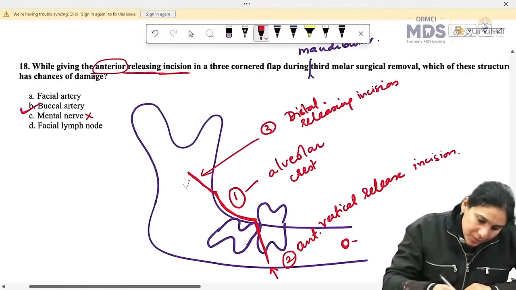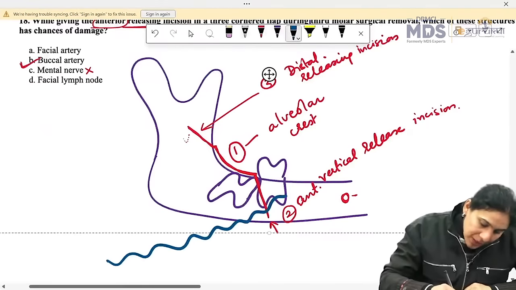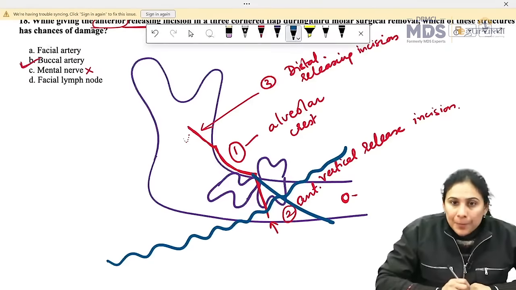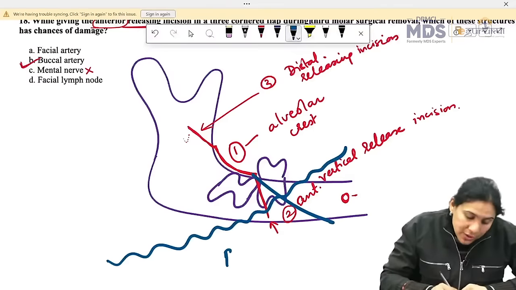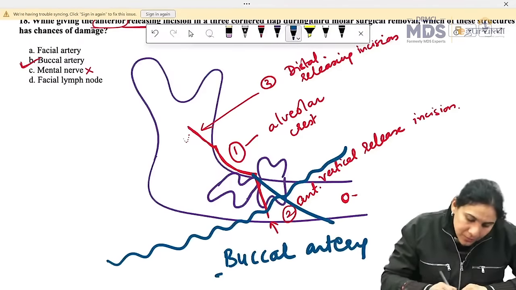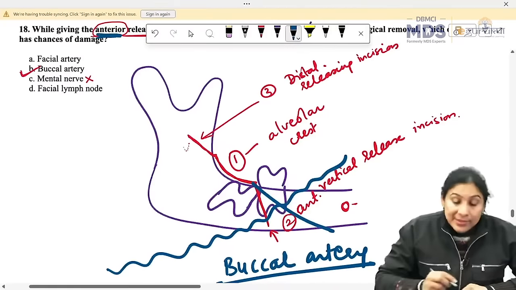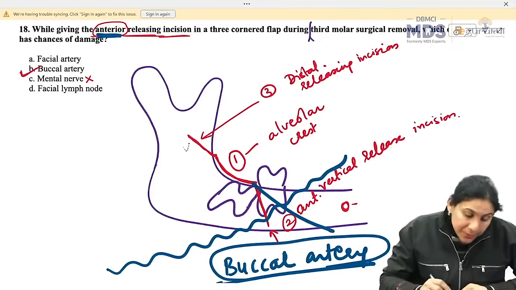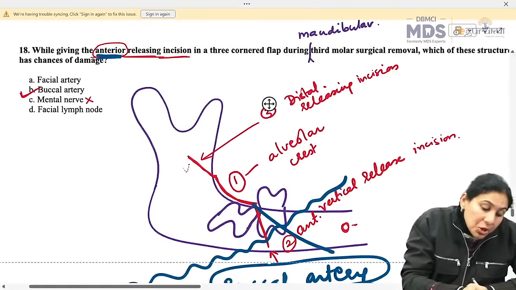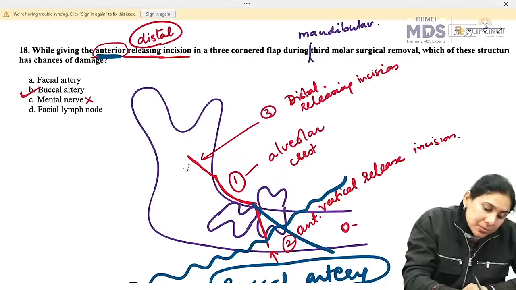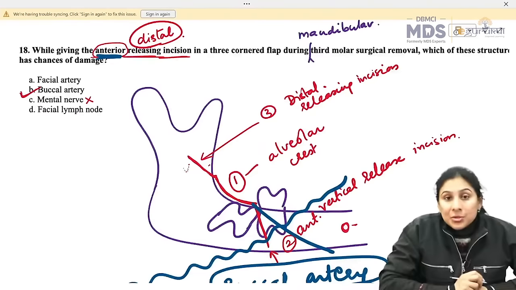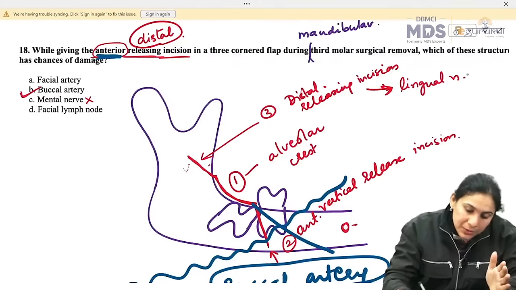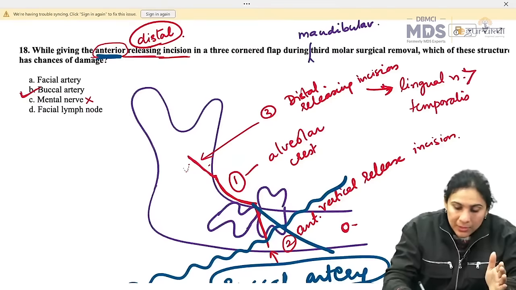The facial artery gives off a buccal branch like this. So if I give this incision like this inadvertently, or I go too much deep, I can cause damage to the buccal artery. The question is anterior releasing incision. Okay, so this anterior releasing incision can cause damage to the buccal artery. If instead of anterior, the question was distal releasing incision, then the answer could be lingual nerve more than temporalis fibers.